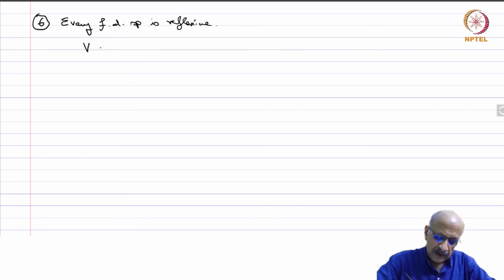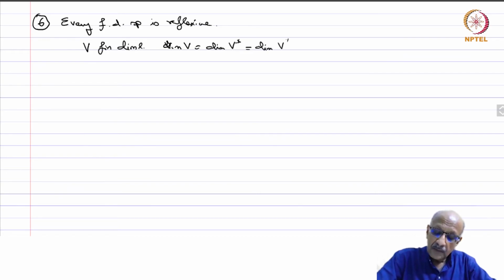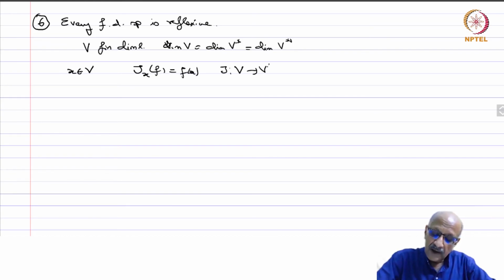So if V is finite dimensional, then the dimension of V equals the dimension of V star equals the dimension of V double star, and so on. Now J, the canonical mapping: for x in V, Jx acting on f is f of x. This is the mapping J from V to V double star, and it is an isometry.